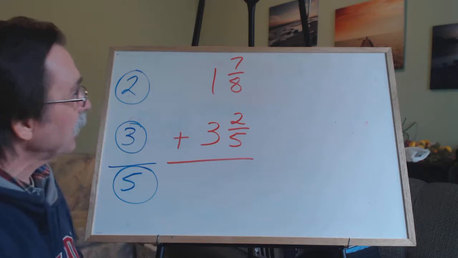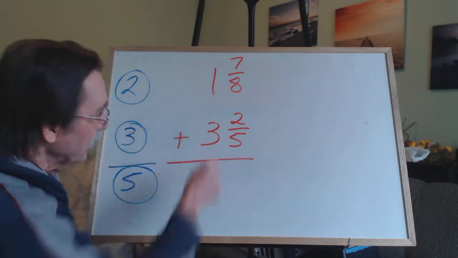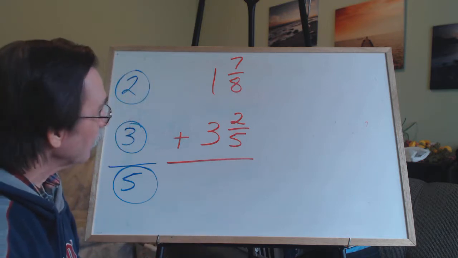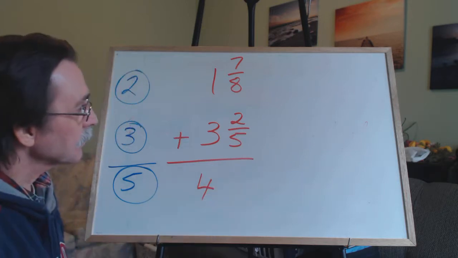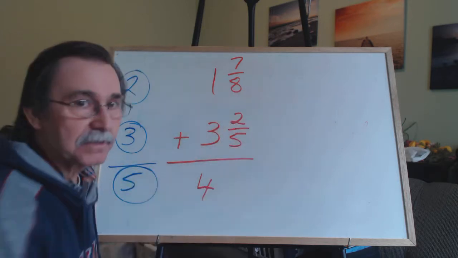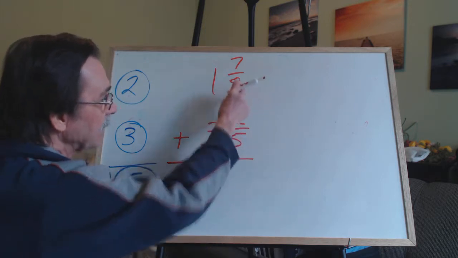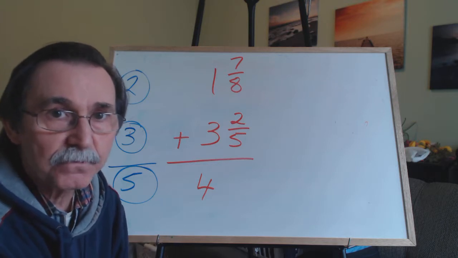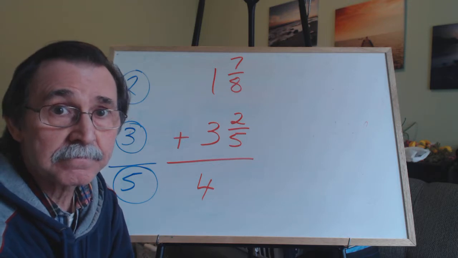1 7/8, well, I know this much. I'm just going to take the 1 and the 3 and add them up. 1 and 3 make 4. Now let's just deal with these fractional parts over here. We have eighths and fifths. You know you can't add eighths and fifths. That doesn't work. We need a common denominator.